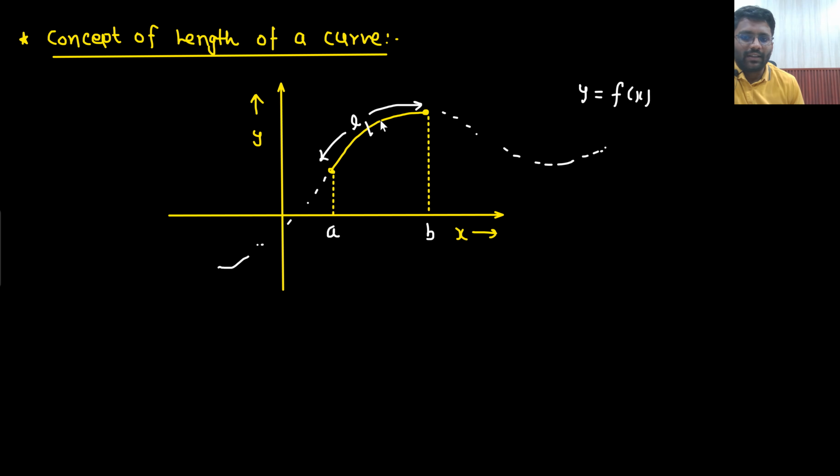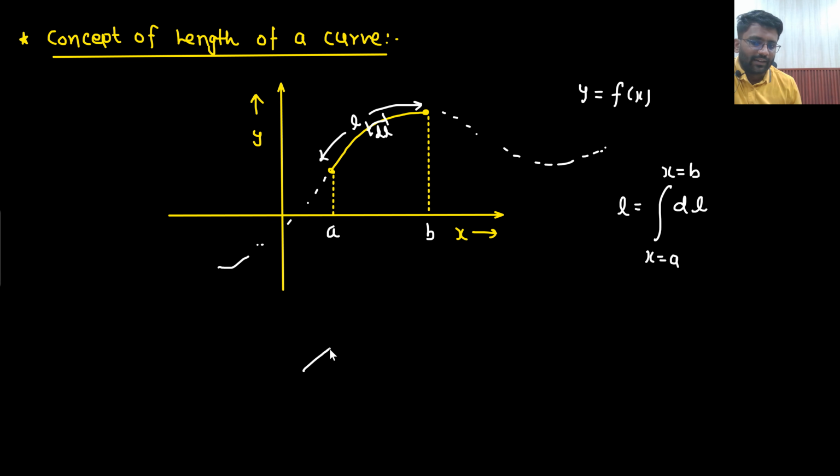I would take up a small length dl here, and then I will integrate it from a to b. So what will be the length L? Length L will be, I will take up a small length dl and integrate from x going from a to b. That's it. Now what will be this dl?